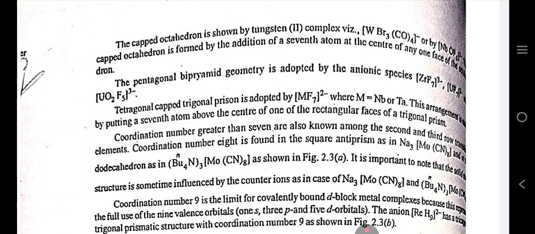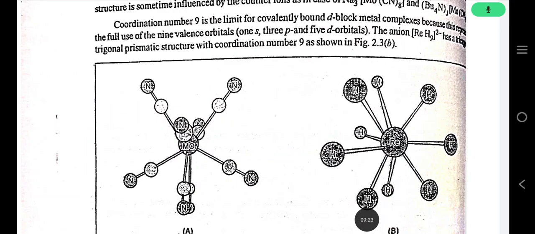Coordination numbers greater than 7 are also known among the second and third row transition elements. Coordination number 8 is found in the square antiprism, as in Na3. Coordination number 9 is the limit for covalently bound d block metal complexes, because this represents the full use of the 9 valence orbitals: 1 s, 3 p and 5 d orbitals. The anion has a trigonal prismatic structure with coordination number 9. Look at figure 2.3b.